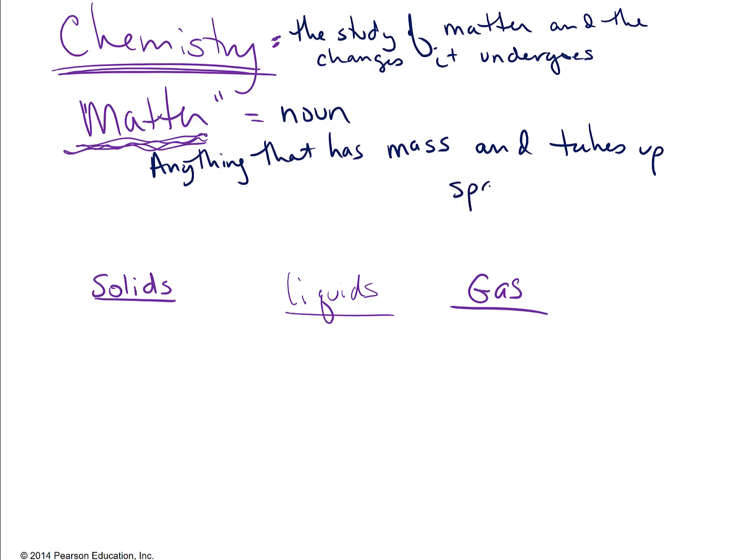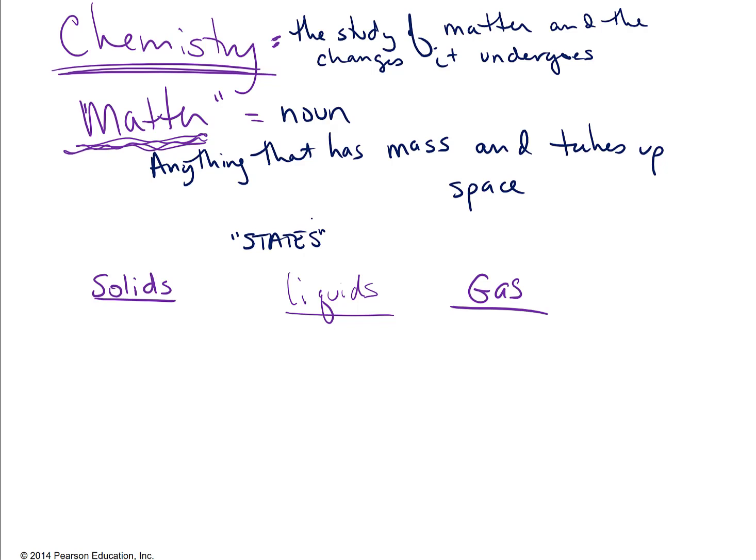So when we talk about mass, we talk about weight. Okay, so heaviness of something or lightness when talking about mass. But I said it's a noun. You can find matter as a solid, as a liquid, as a gas. So it can exist in these three states.